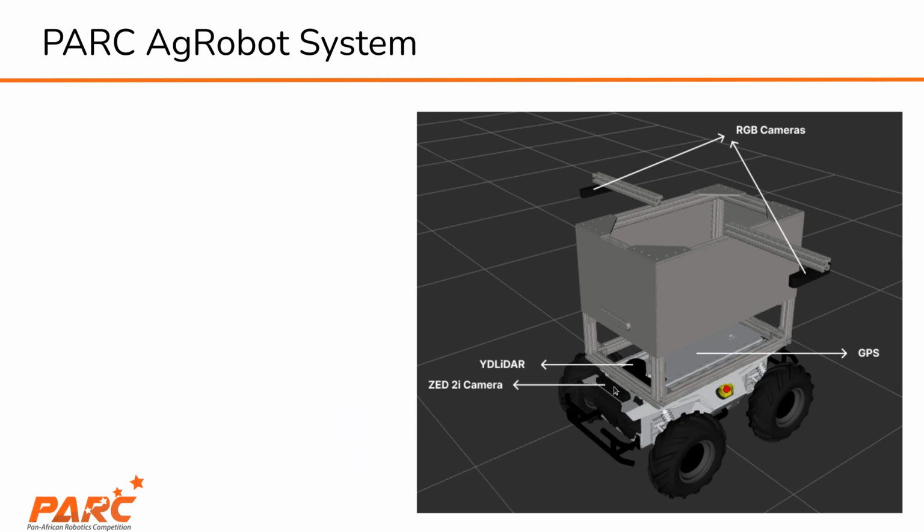All right, so there are 4 main sensors in the system. There's the RGB camera, okay, typical camera.